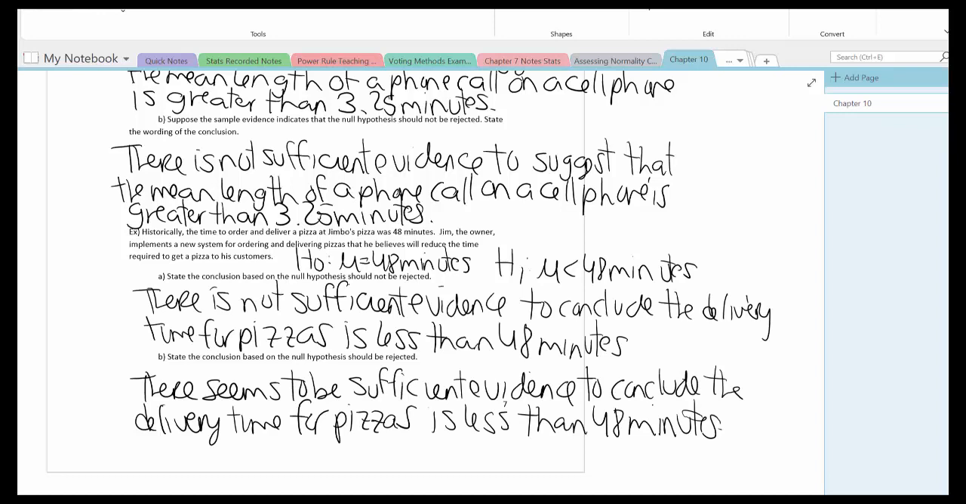For part A, there is not sufficient evidence to conclude the delivery time for pizzas is less than 48 minutes. State the conclusion based on the null hypothesis should be rejected. There seems to be sufficient evidence to conclude the delivery time for pizzas is less than 48 minutes.